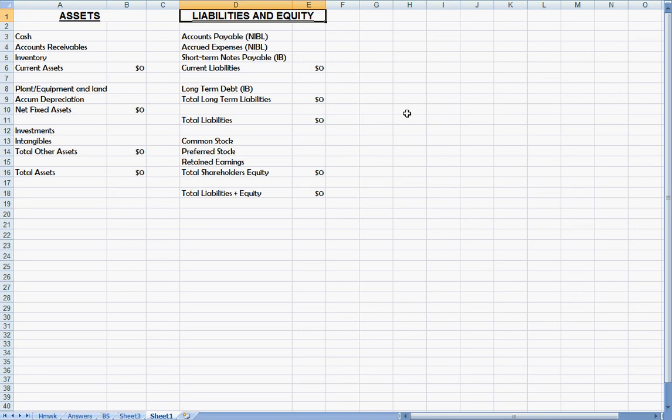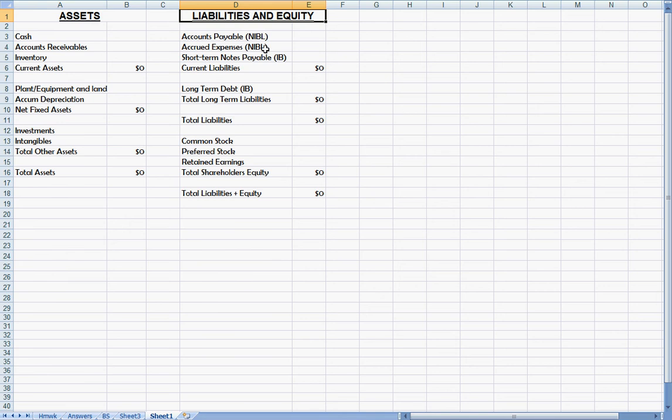Good evening. We're going to talk a little bit about the balance sheet now. And before we populate it with numbers and figure out how that all works, let's look at the two sides of the balance sheet. On the left, we have assets, and on the right, we have liabilities and equity. Let's start with the left-hand side.